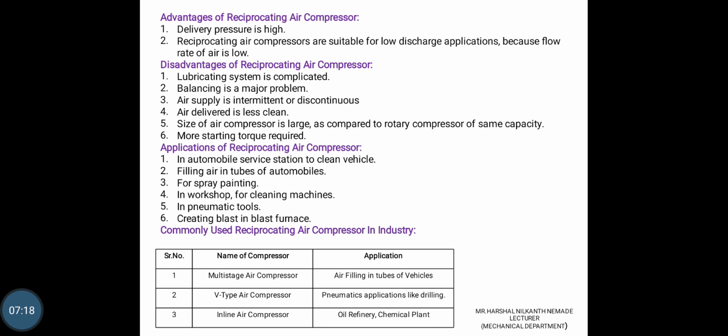Applications of the reciprocating air compressor: in automobile service stations to clean the vehicle, filling of the air tube of the automobile, for spray painting in workshops, for cleaning machines and pneumatic tools, creating the blast in the blast furnace. Common uses of reciprocating air compressors in industry.